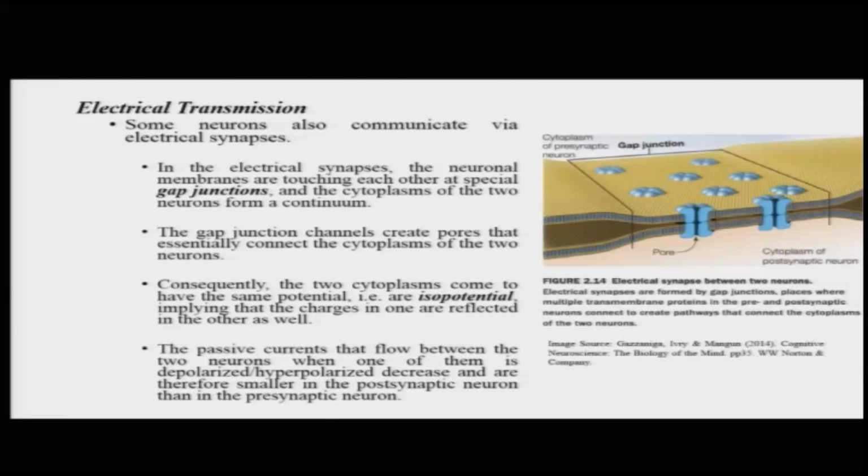Now for these passive currents that flow between the two neurons, suppose one of them has received the EPSP, the excitatory postsynaptic potential. The strength of that passive current would decrease further, because it is now spread out not only in the cytoplasm of one neuron but onto the cytoplasm of two neurons. So the passive current that flows between the two neurons when one of them is depolarized or hyperpolarized decreases, and is therefore much smaller in the postsynaptic neuron than in the presynaptic neuron. This can happen when a couple of neurons are in the state of electrical transmission.